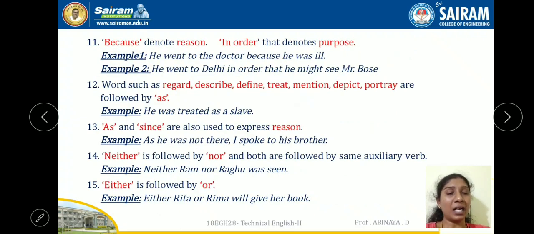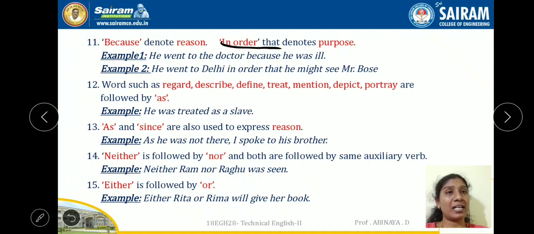11th one. The word because denotes reason, in order that denotes purpose, right? So while you are going for in order that, same phrase, in order that. See the first example: he went to the doctor because he was ill. The reason for the going is illness. But he went to Delhi in order that he might see Mr. Bose. Here the purpose of going to Delhi is not the reason for going; the purpose is to see Mr. Bose. So whenever you are going to cite a reason, go for because, and when saying a purpose, go for in order that.